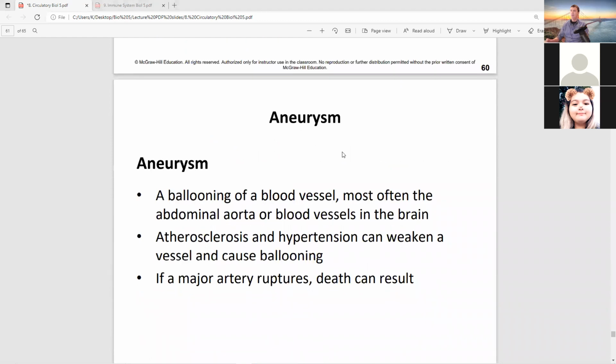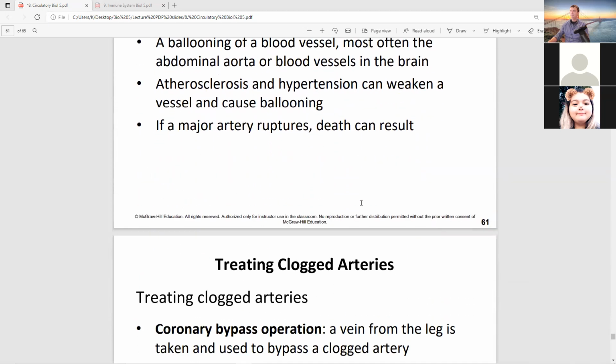An aneurysm is a ballooning of a blood vessel, most often the abdominal aorta or blood vessels in the brain. Atherosclerosis and hypertension can weaken a vessel and cause ballooning. If a major artery ruptures, death can result.